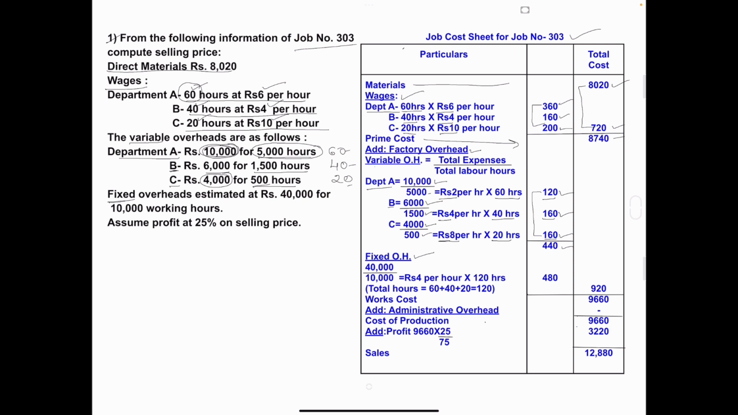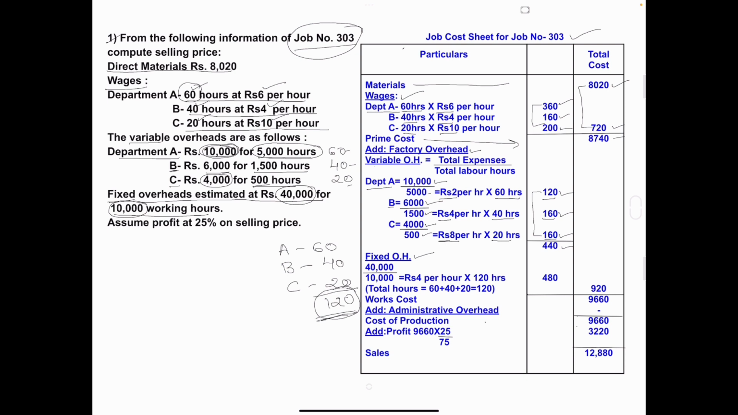See the problem. Fixed overhead estimated at rupees 40,000 for 10,000 working hours. If the working hours is 10,000, then the fixed overhead amount is 40,000. But this job number 303 has worked for 120 hours. How 120 hours? A has worked for 60 hours, B 40 hours and C 20 hours, and the total is 120. So this job number 303 has worked for 120 hours. So we have to calculate the fixed overhead amount of 120 hours.